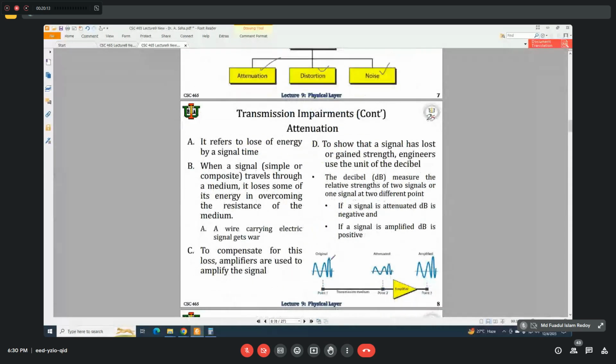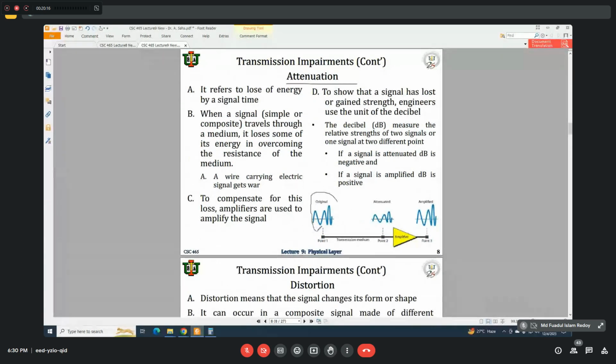Let us explain quickly. First, attenuation. The sender is sending the original signal and it is transmitted over the medium. At point 2 you can see that because of attenuation, the signal has changed. When a signal travels through a medium, it loses some of its energy in overcoming the resistance of the medium. For example, a wire carrying electric signals gets warm, so the signal has changed. To compensate for this loss, amplifiers are used to amplify the signal. You can see here that we are using an amplifier. Through the amplifier, the attenuated signal can be amplified, and you can get the original signal sent by the sender. Clear?